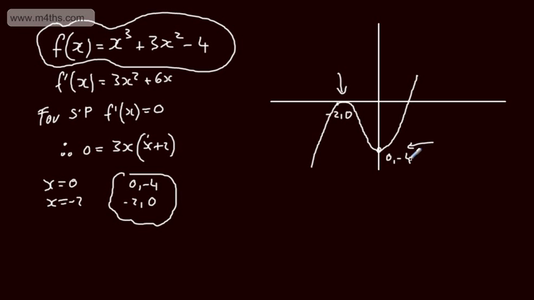But say we didn't know that, or say we had now a 3x to the 5th minus 4x to the 4th plus 2x minus 6. We wouldn't know how to sketch this. So we're not always afforded this luxury. So what I'm going to consider now is the nature of these two stationary points. What I'm going to do is this one right here.